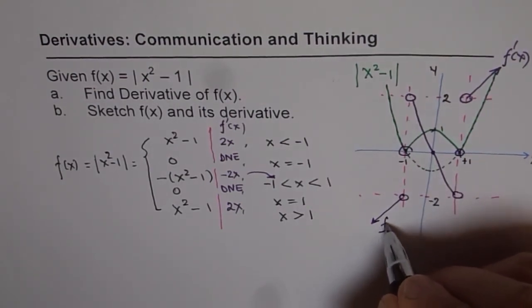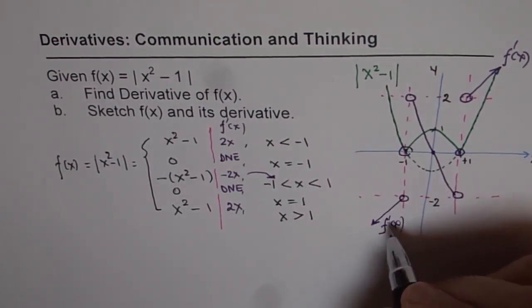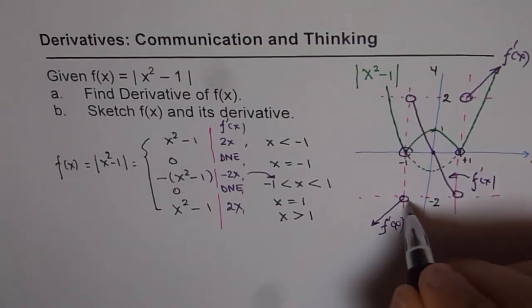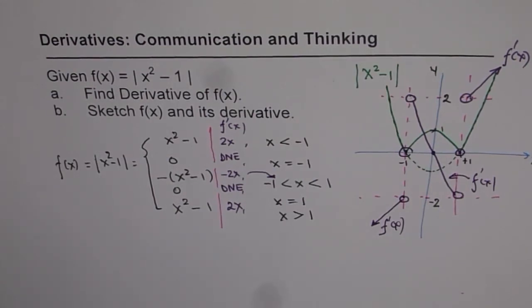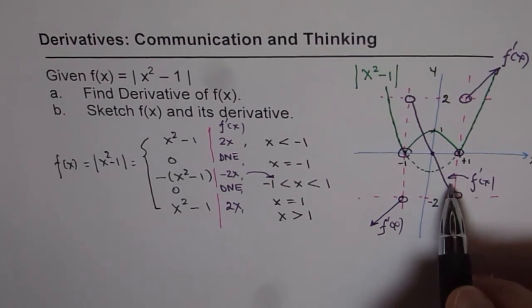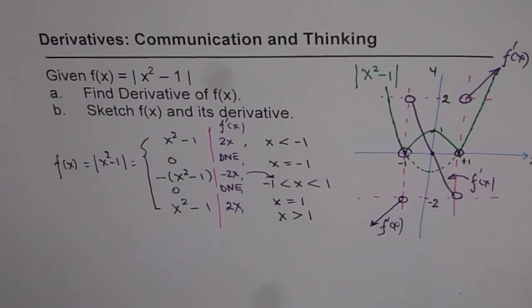So this is a portion of f dash x in the interval less than minus 1, and this is f dash x in the interval between minus 1 and plus 1. And these bold lines which I have drawn represent the derivative of the function. So that is how you can plot a function and its derivative on the same graph, and that is how it is going to look, right? Don't you think it's so beautiful? It is indeed. And that is how you do the derivative of an absolute value function.